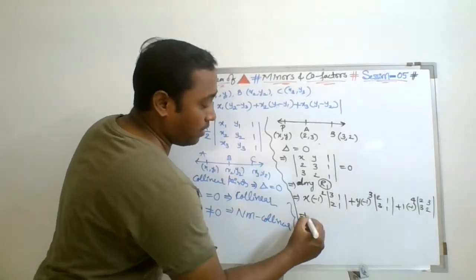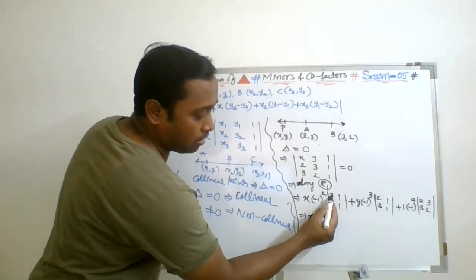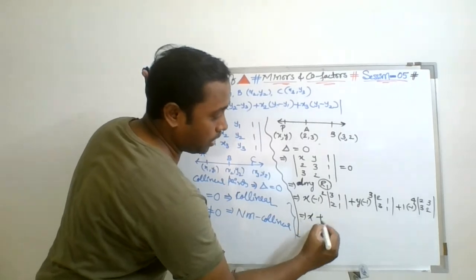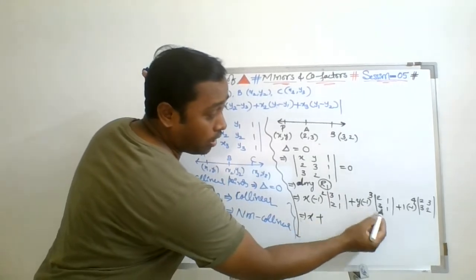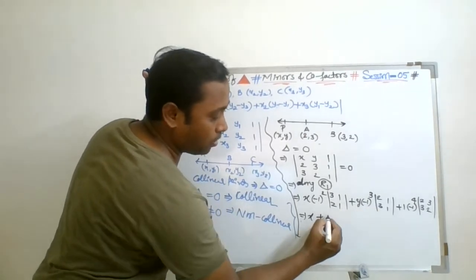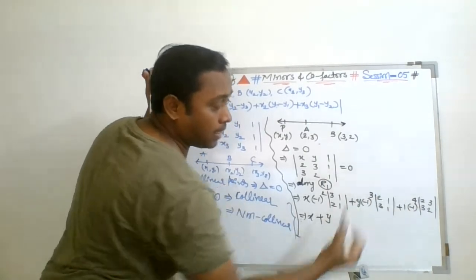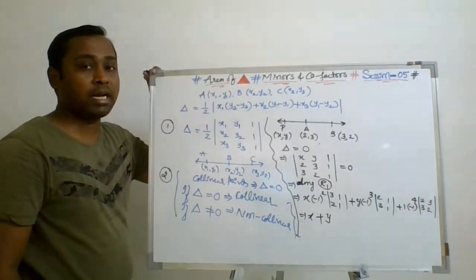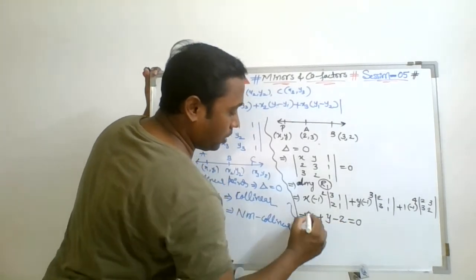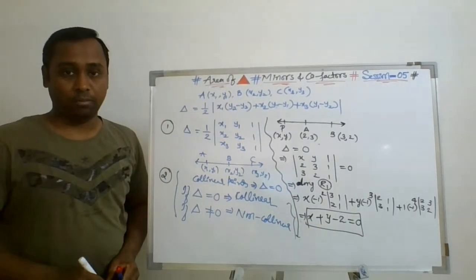Now what are we left with? So x into, this is positive 1, and by calculating, 3 minus 2 is what? 1. So x, plus minus y into 2 minus 3, that is minus 1, or again minus 1 into minus 1 plus 1, so x plus y. Here 1 into 4 minus 6. 4 minus 6 is what? Minus 2. Hence x plus y minus 2 equal to 0. So this is the equation of the straight line we got with the help of the determinant.